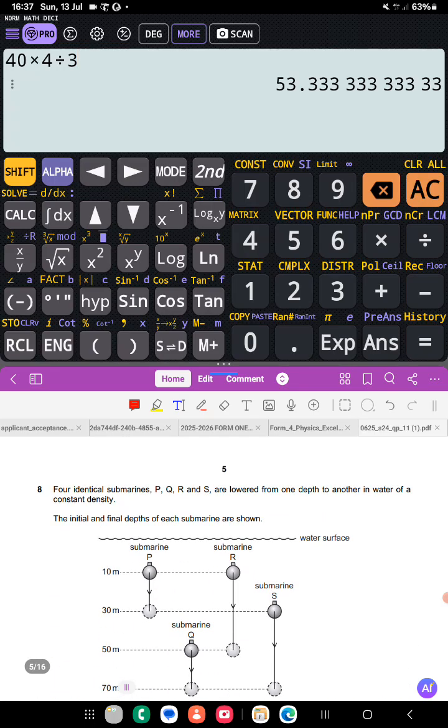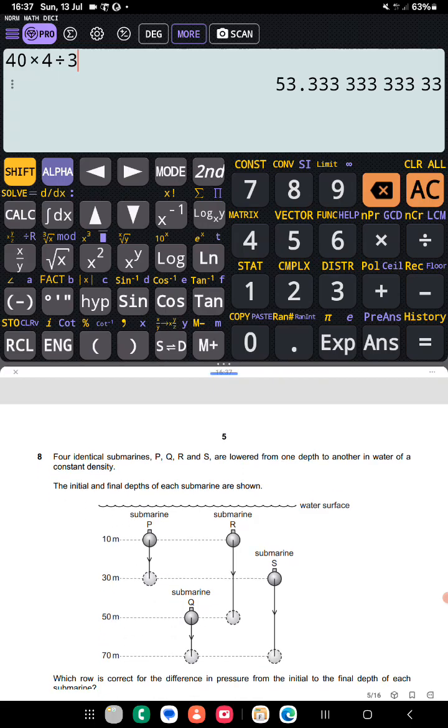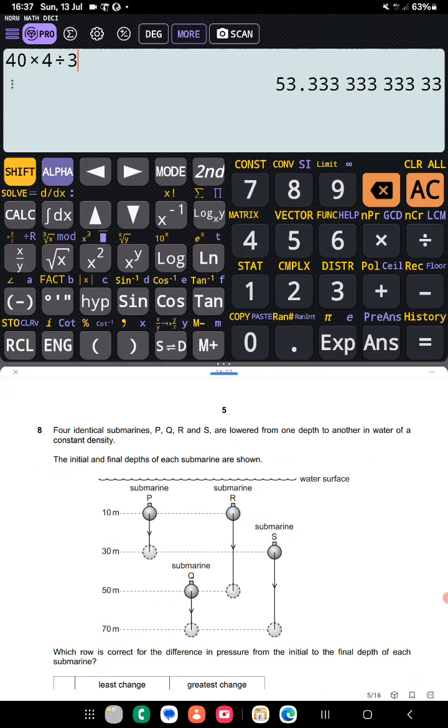All right, question number 8. For identical submarines, P, Q, R, and S are lowered from one depth to another in water of constant density. The initial and final depths of each submarine are shown in the diagram.